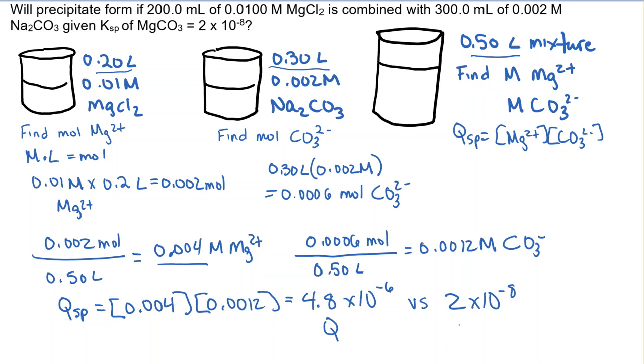So there's our Ksp. And if we look, the Q is definitely much bigger. So a precipitate forms, because Q is greater than Ksp. Now remember, on the AP exam they'll be fine with you using Q.